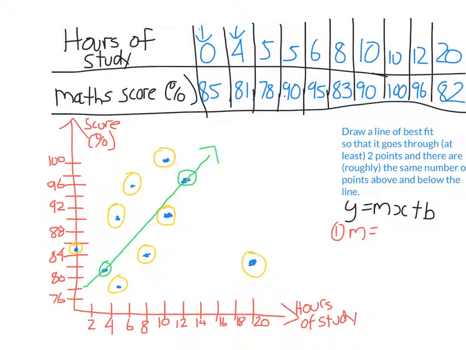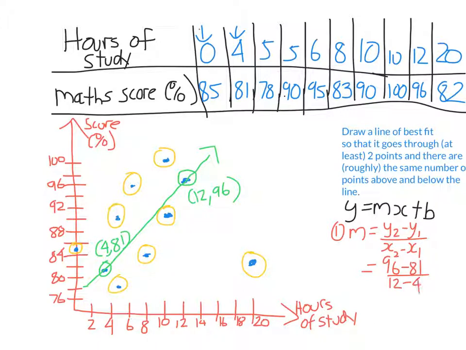Remember, I used the 2-point formula, y2 minus y1 over x2 minus x1, just like I did in term 1. So the 2 points I have are this point, which is (12, 96), and the other point, which is (4, 81). So the gradient is y2 minus y1 over x2 minus x1. That just gives us 15 over 8. I found m, I now need to find b.